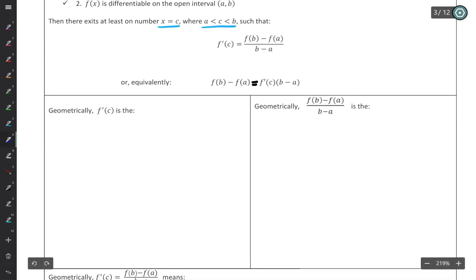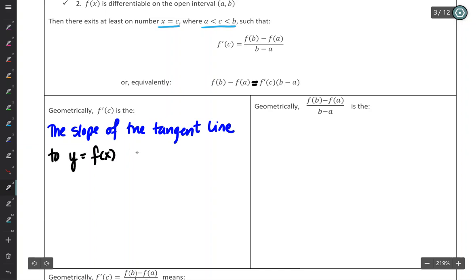F prime of c is the slope of the tangent line. To what curve? To y equals f of x. At what point? At c, at x equals c. At c, comma, go find y on f, right?